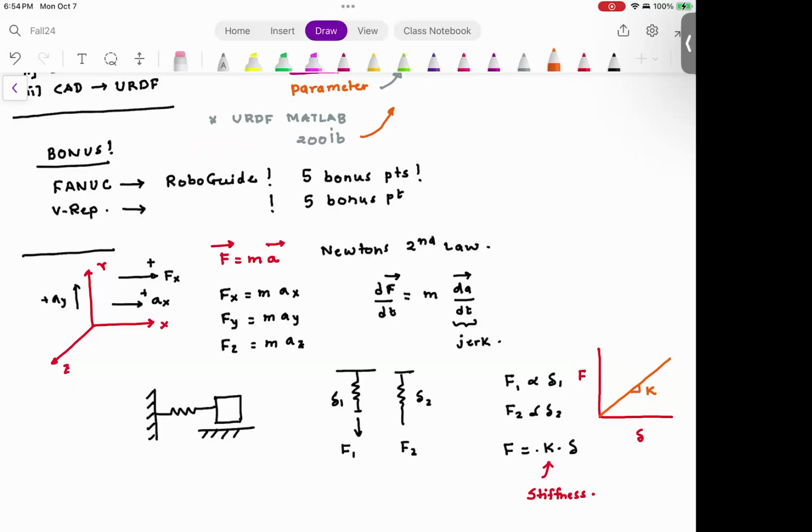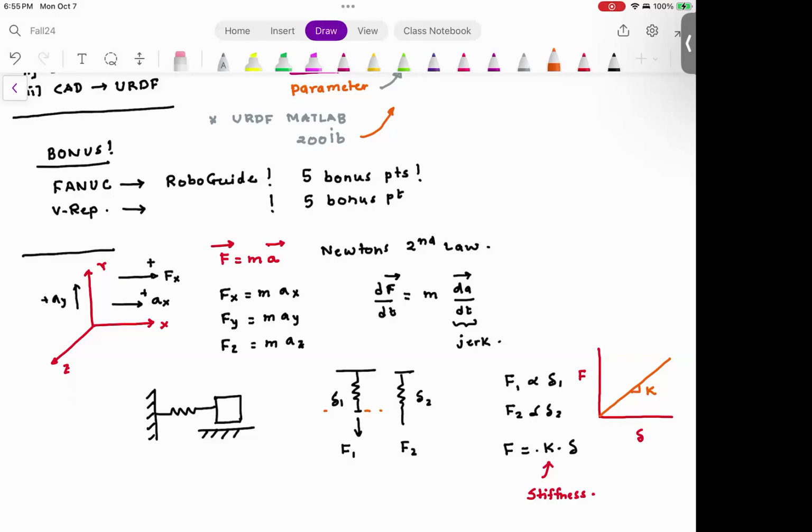The stiffness is always going to be constant. So we are not talking about springs that change stiffness. There are some springs that harden or soften, but our spring is an ideal spring. It doesn't harden, it doesn't soften, and it's linear. So if you apply 100 newtons, it will deflect by 100 millimeters. If you apply 1000 newtons, it will deflect by 1000 millimeters.